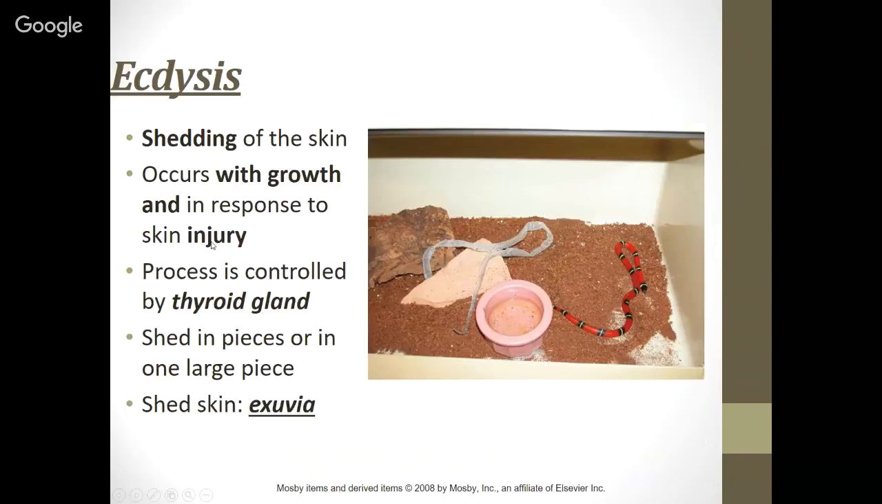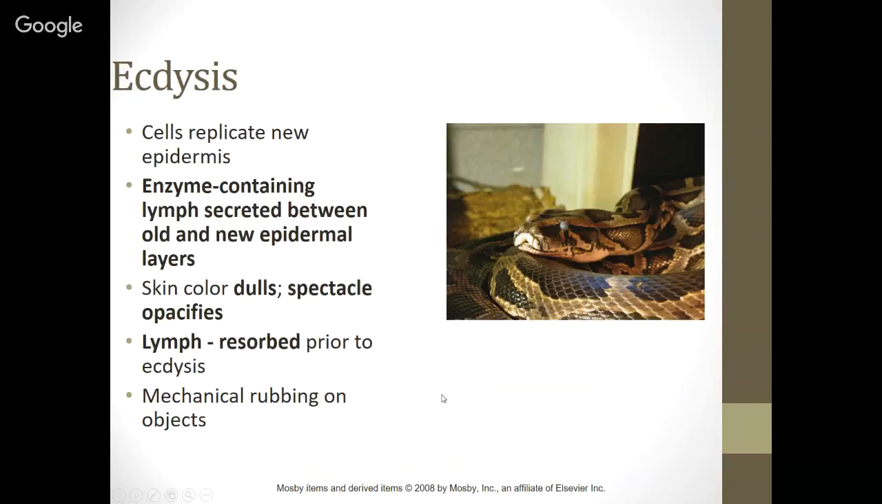Ecdysis, very exciting. It's the shedding of the skin, and it occurs with growth and in response to skin injury. Its process is controlled by the thyroid gland. It's shed in pieces or in one large piece, like this animal here. This is a coral snake. This is a shed skin, okay, and that is called the exuvia. The exuvia is the product of ecdysis.